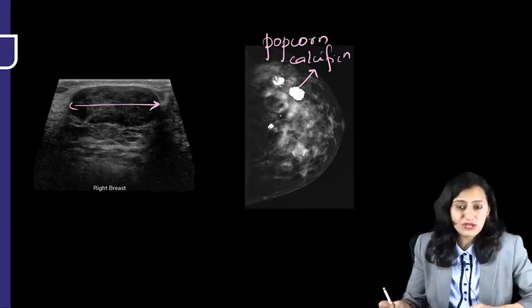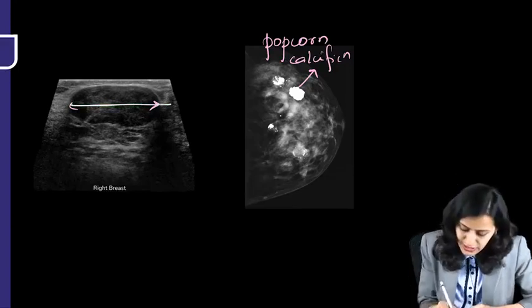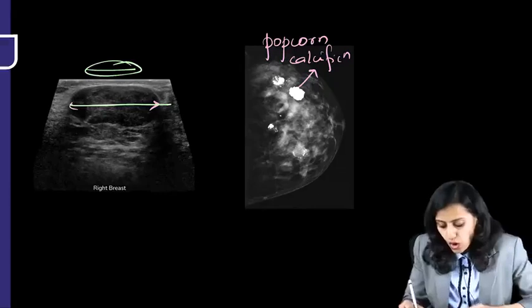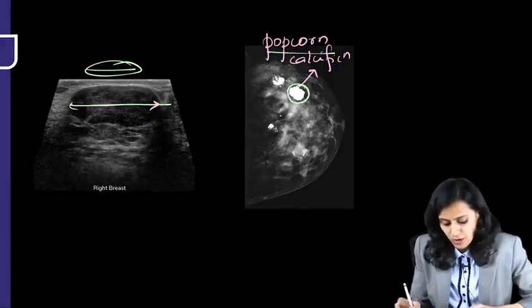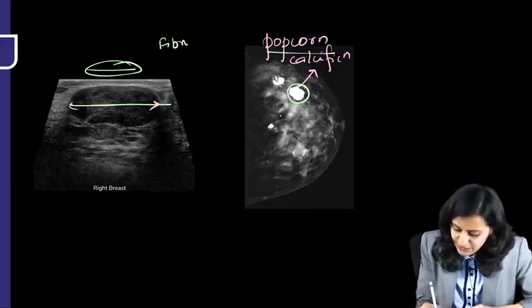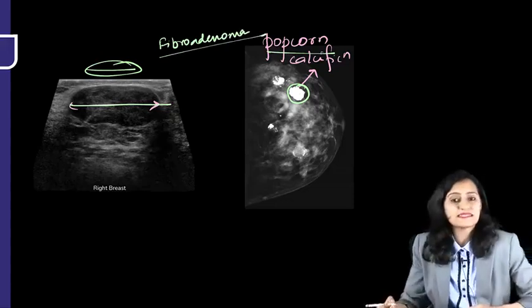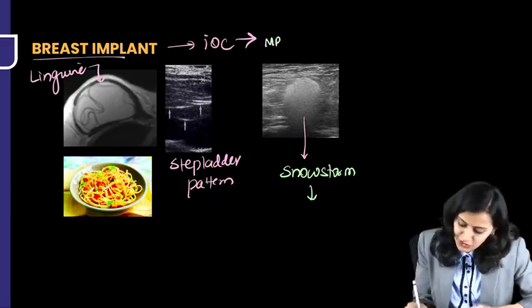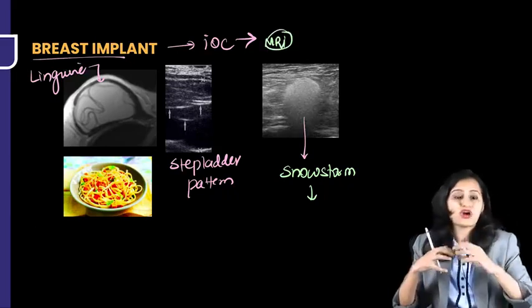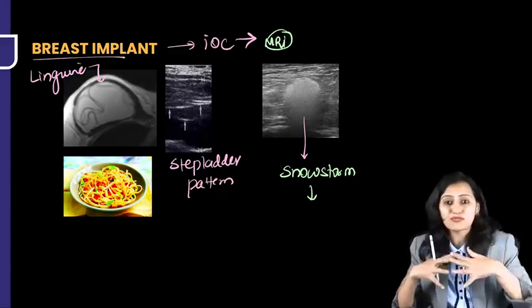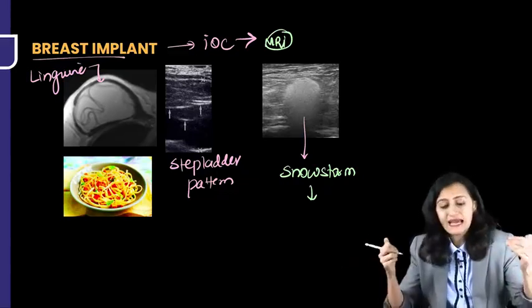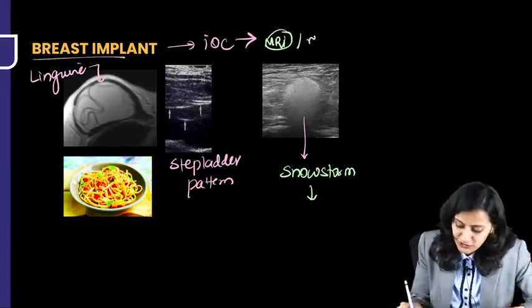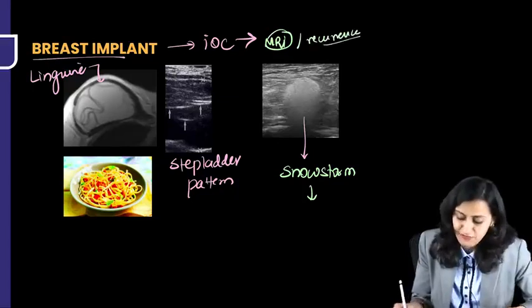When you have a lesion on ultrasound which is hypoechoic, which is wider than taller, on a mammography it has popcorn calcification. It is suggestive of fibroadenoma. Okay, remember that it is suggestive of fibroadenoma. Next one, breast implant patient. The investigation of choice is MRI because of course we cannot do mammography. We cannot compress. It will rupture the breast implant. And MRI is also the investigation of choice to look for recurrence of breast cancer.